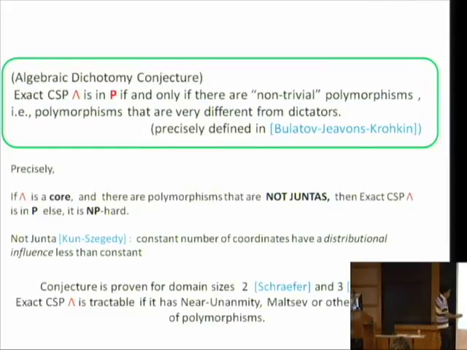And indeed this conjecture is proven for domain size 2 and 3. And we know that your CSP is tractable if you have many different kinds of operations, like near unanimity, Maltsev. We know several cases where it's tractable. So what is actually left is the tractable side, where you have to show that some CSPs are in P.